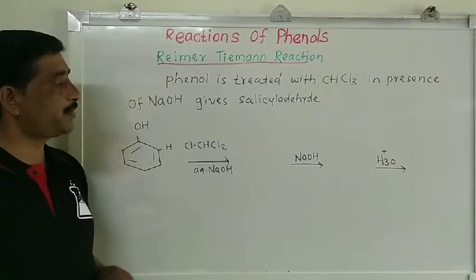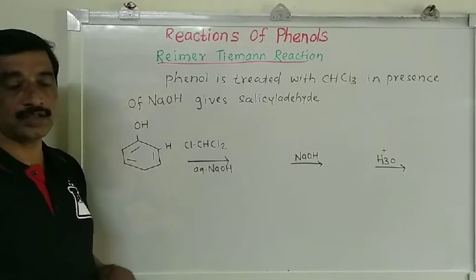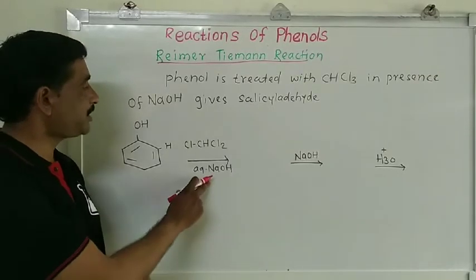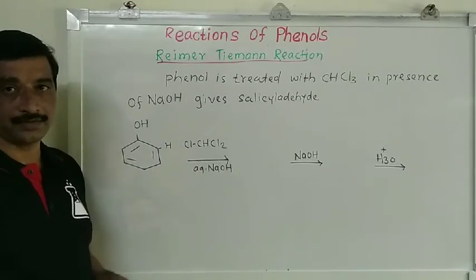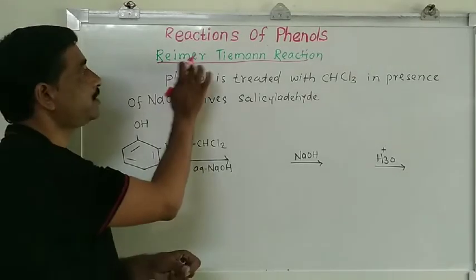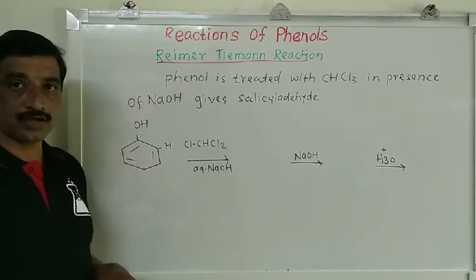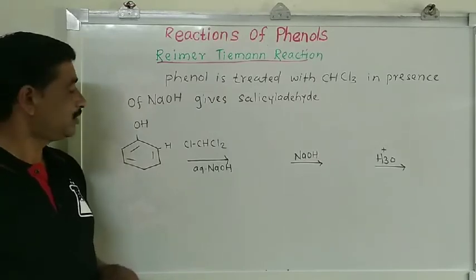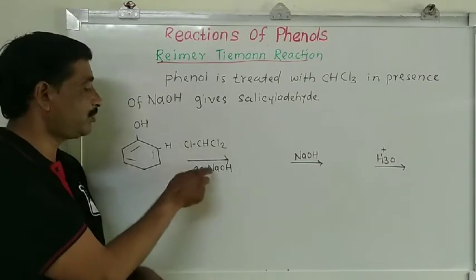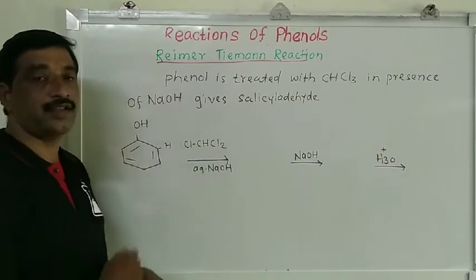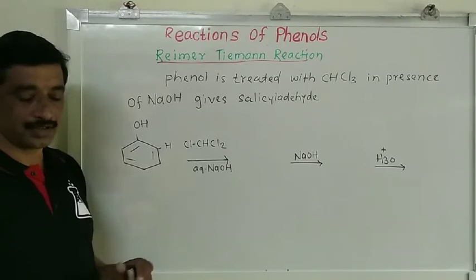When phenol is treated with chloroform, in presence of sodium hydroxide, then it gives salicylaldehyde. This reaction is known as Riemer-Tiemann reaction. Or simply conversion of phenol to salicylaldehyde in presence of chloroform and sodium hydroxide is also known as Riemer-Tiemann reaction.